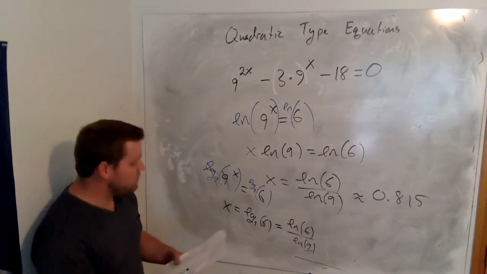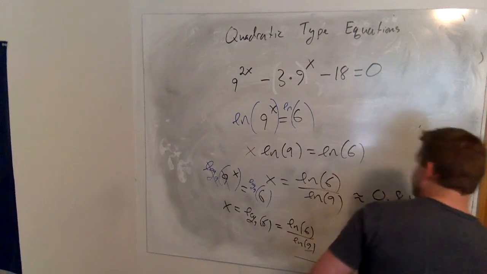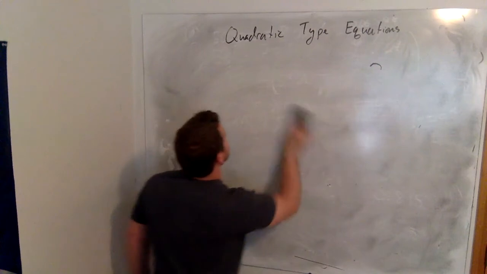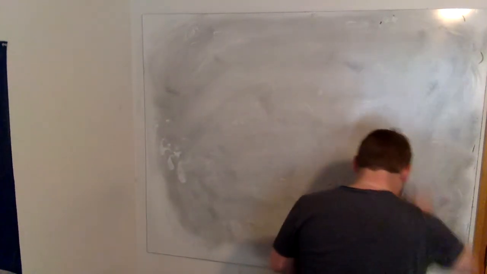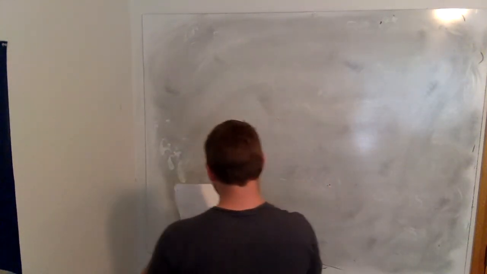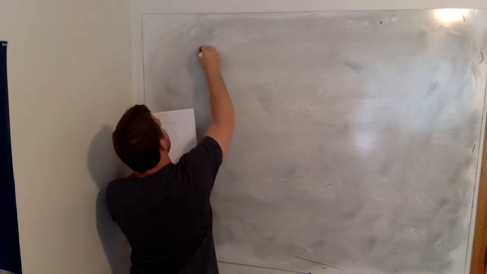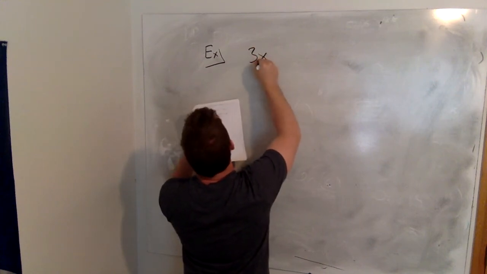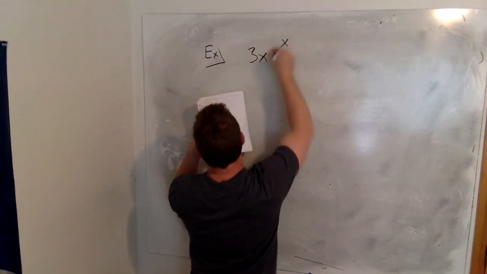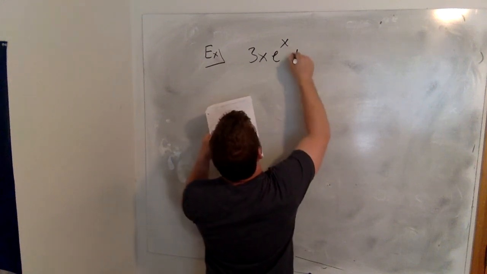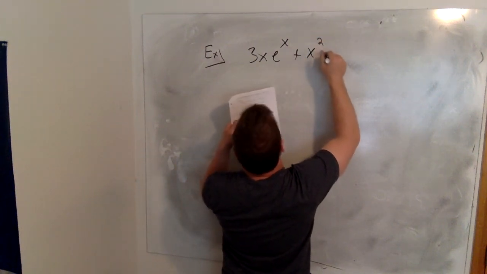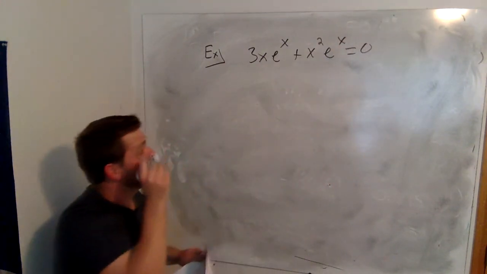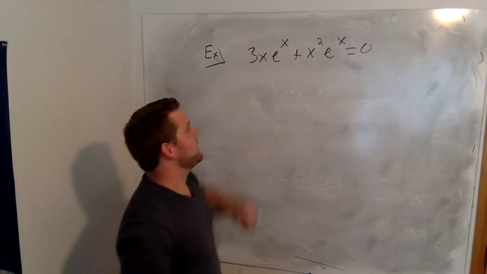There is one more type of equation I want to solve for you. Let's say, for example, that we wanted to solve 3x times e to the x plus x squared times e to the x is equal to 0. We want to solve this equation for x.